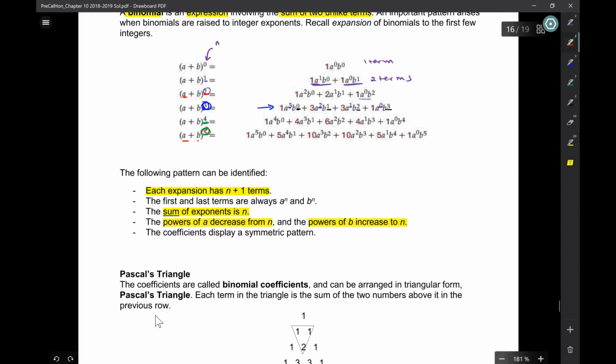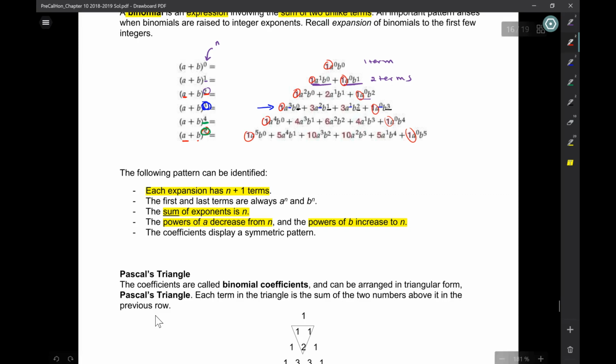Okay, now for the biggie, the coefficients, these numbers. You see a pattern? They're all ones. Well, what about all these other random numbers, the 2 and the 3 and the 3 and the 4 and the 6 and the 4?